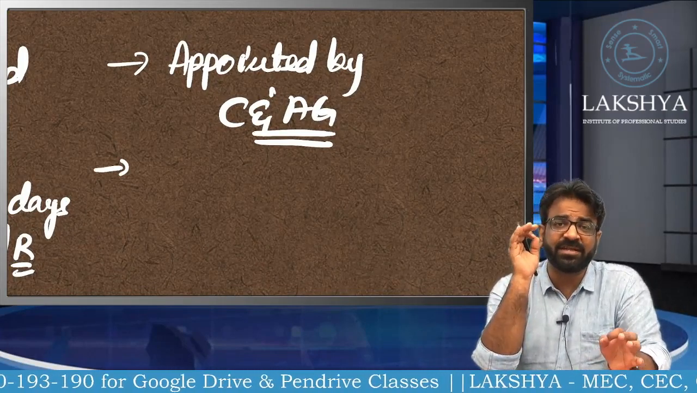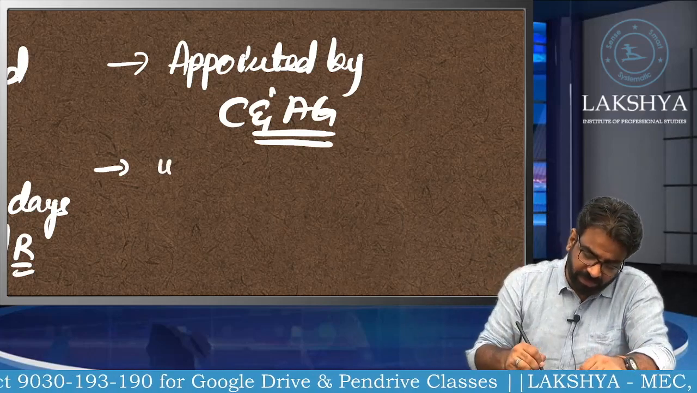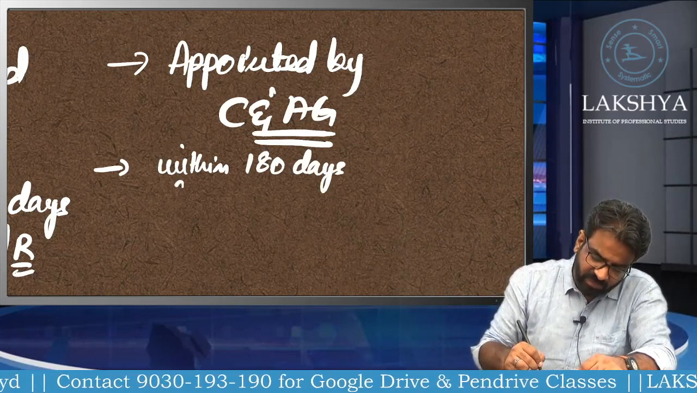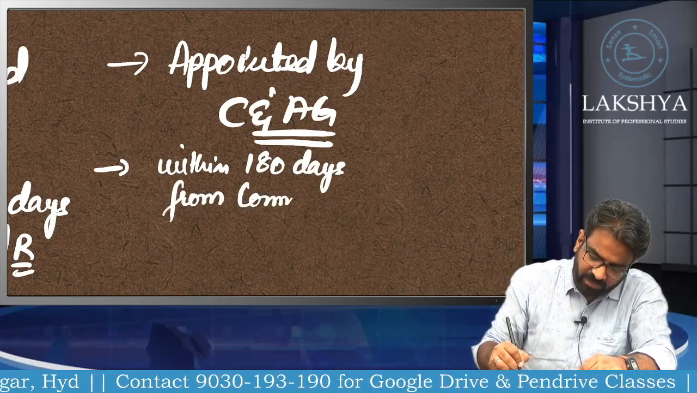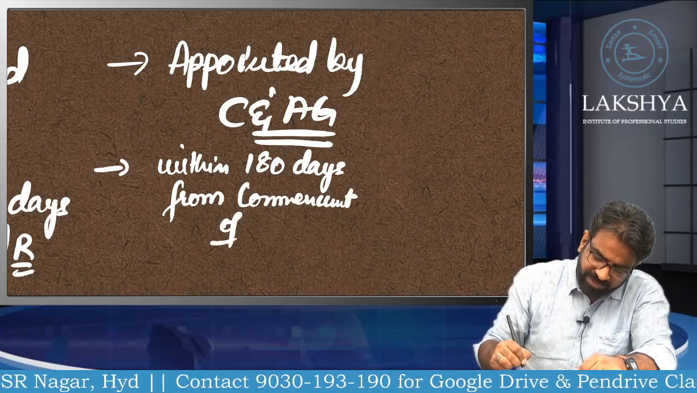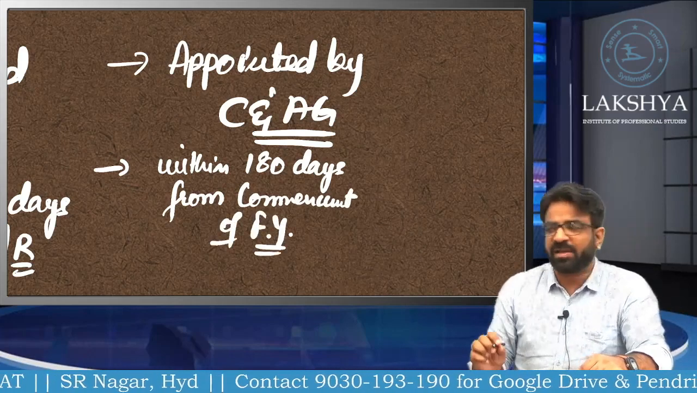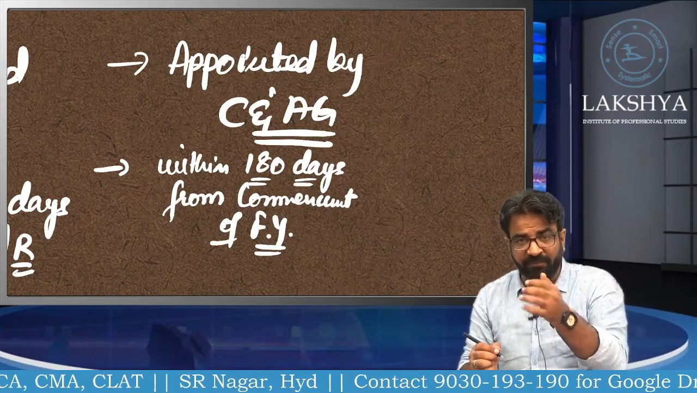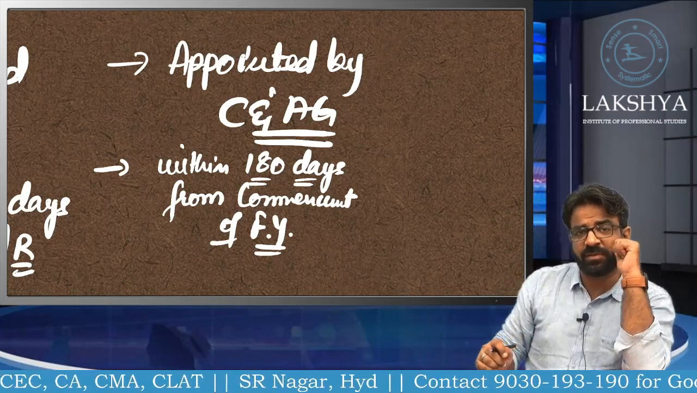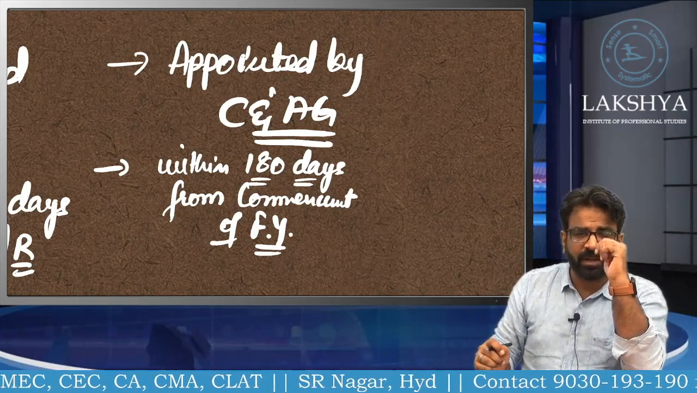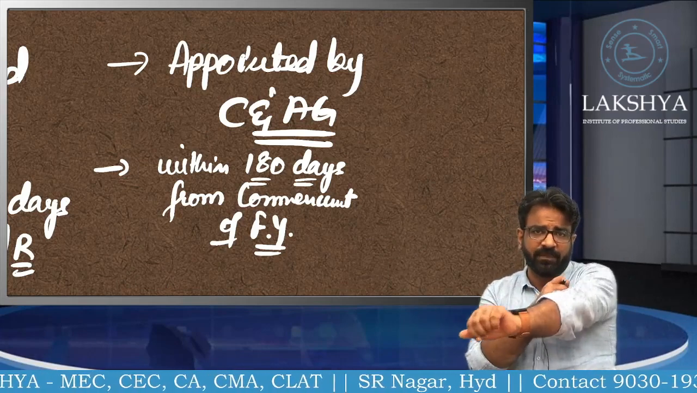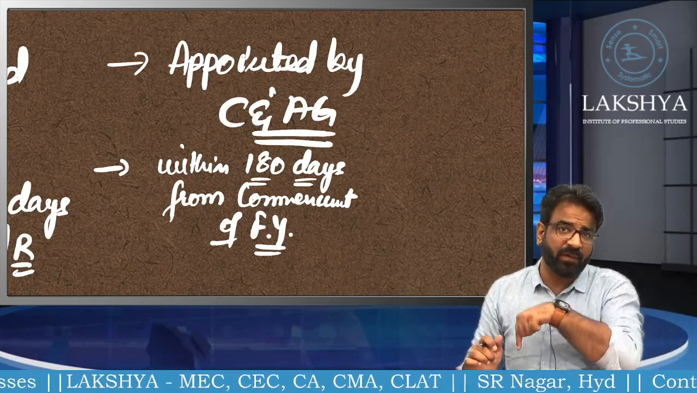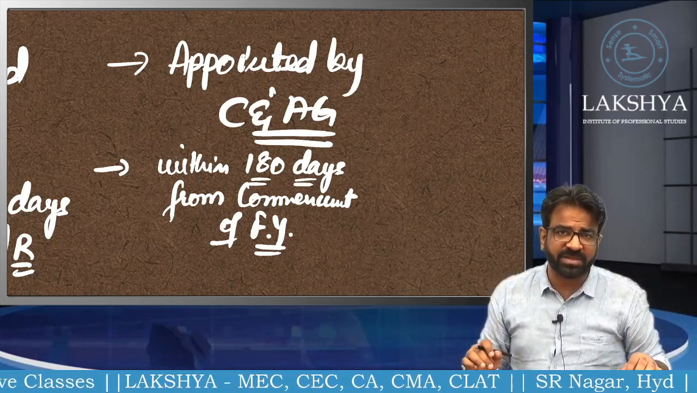First of all, C&AG must appoint within how many days? Within 180 days from commencement of financial year. Sir, how many days? 180 days from the commencement of financial year. So tell me presently, which financial year is going on? 2021. Now, for the 2021 audit, does the government company's C&AG have to appoint the statutory auditor or not?